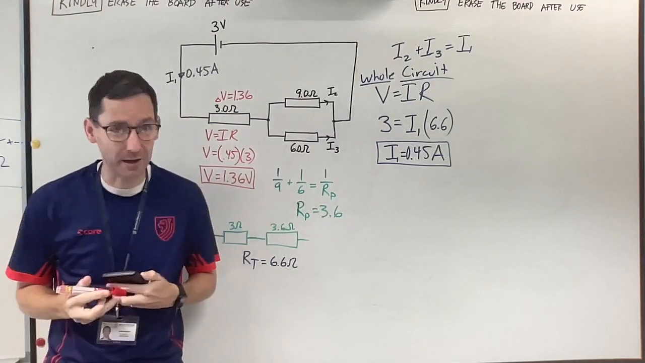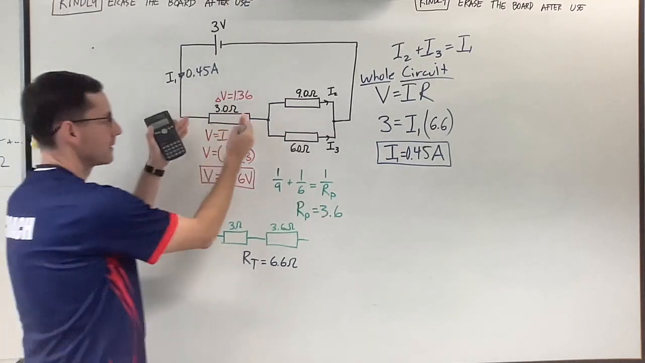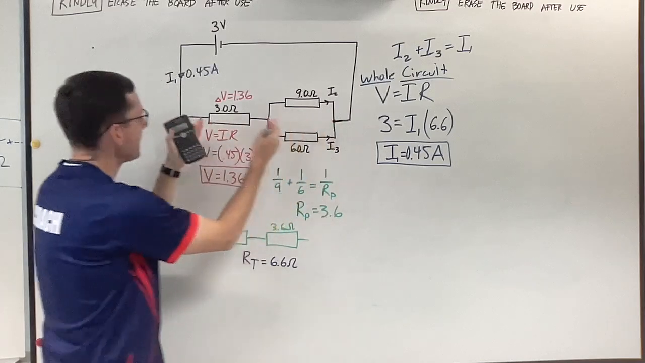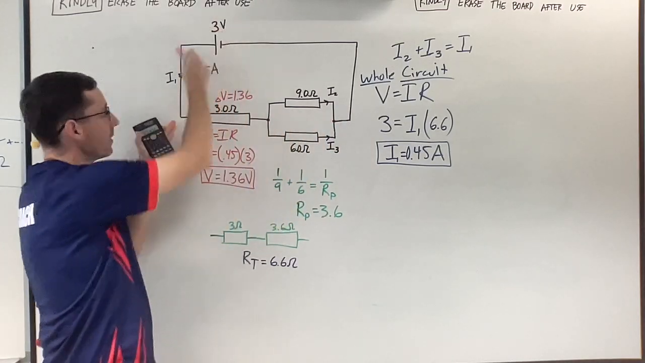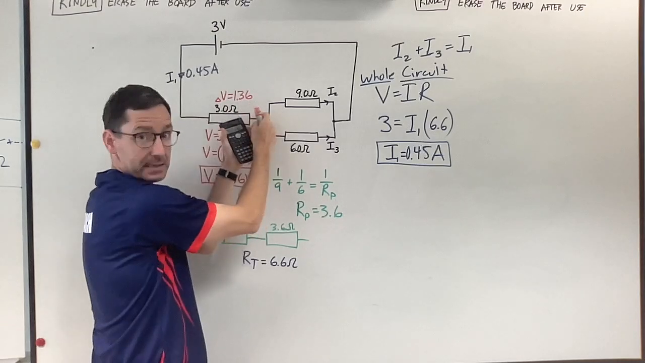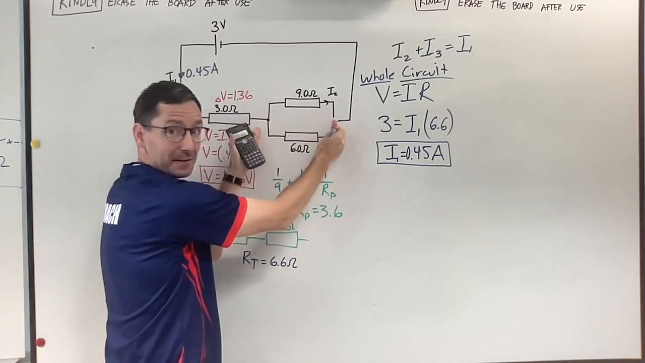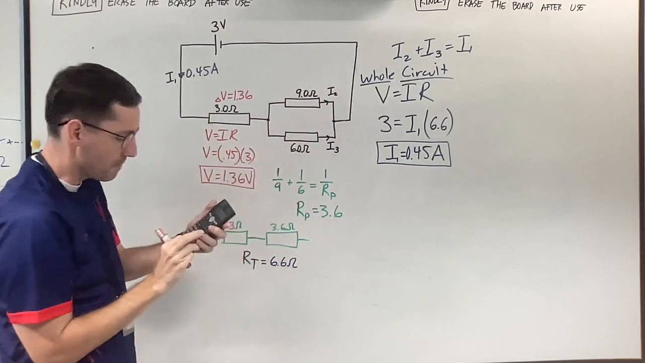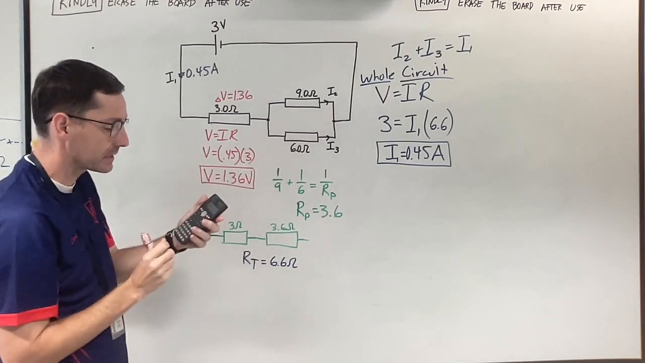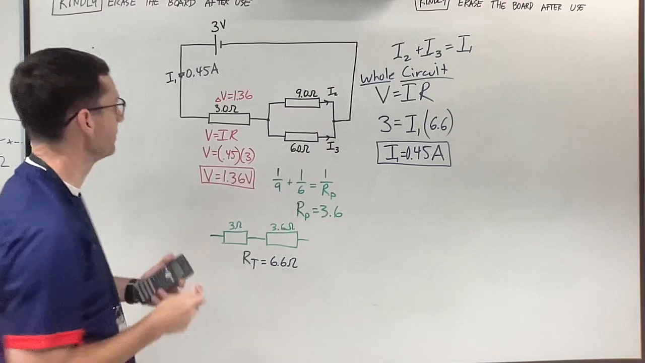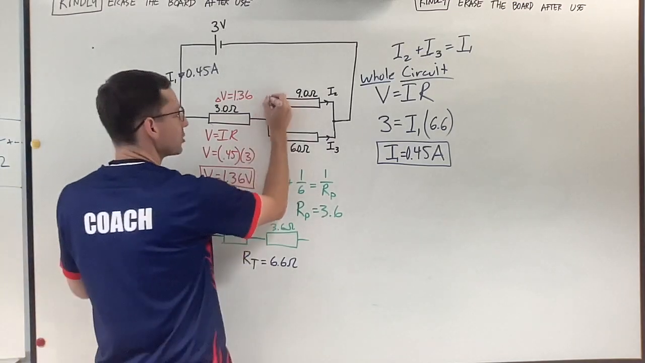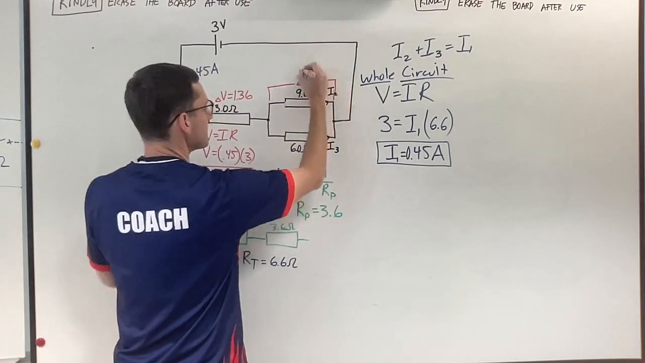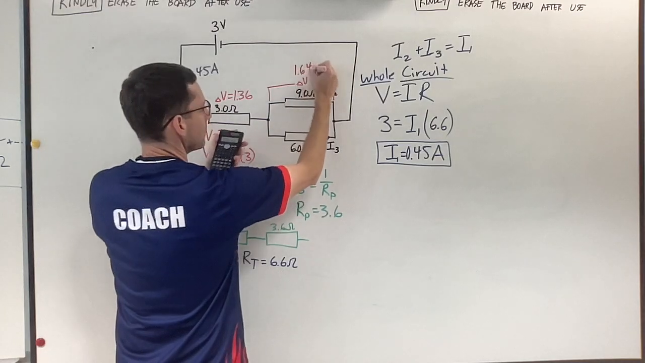Now, here's the cool thing, right? This is in series with that, right? So if I had 3 volts to start with, I have to go down 1.36 volts here, then whatever's left is going to be the potential difference of this piece right here. So I'm going to go 3 minus that 1.363636, and I get 1.6363633. And so therefore, the potential difference across here needs to be 1.64.